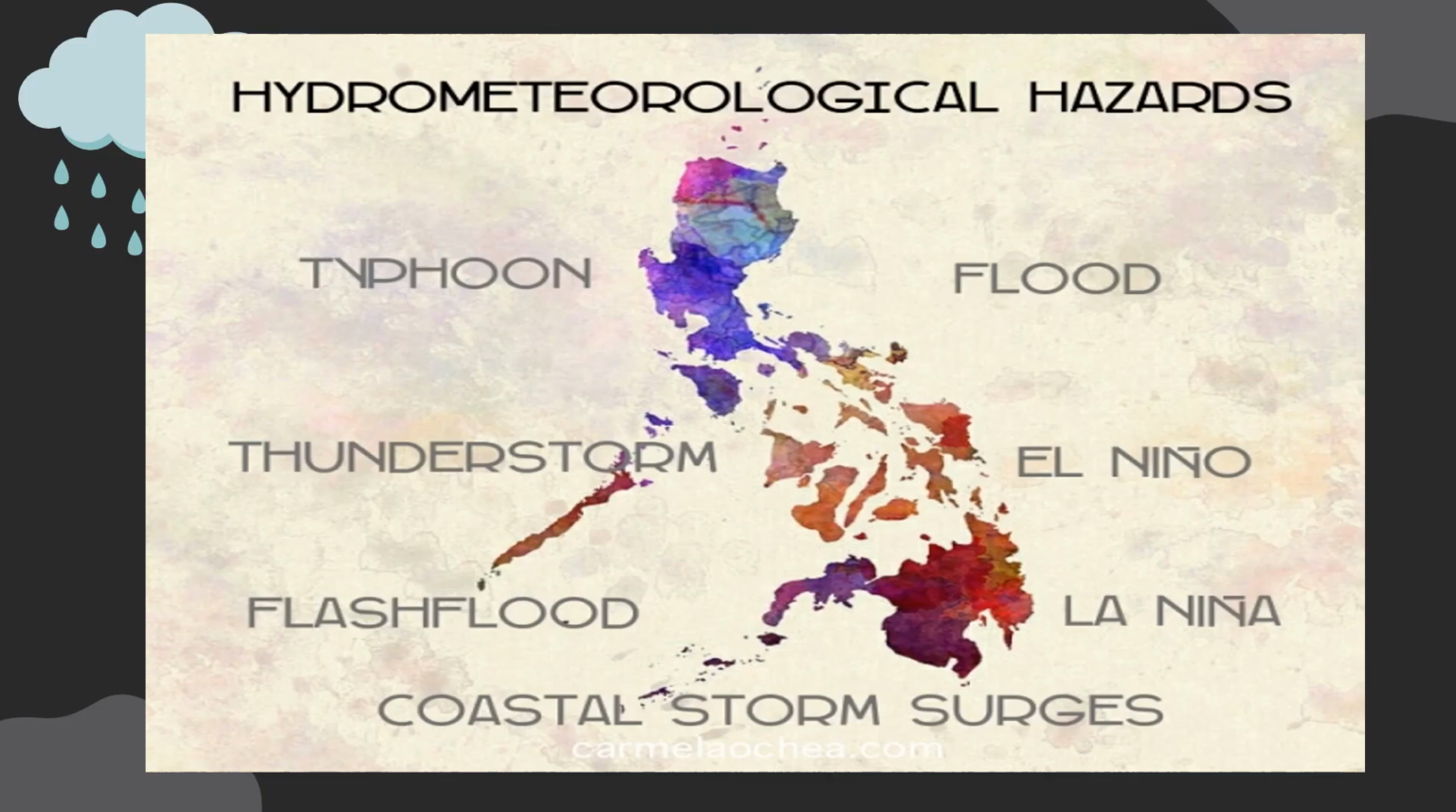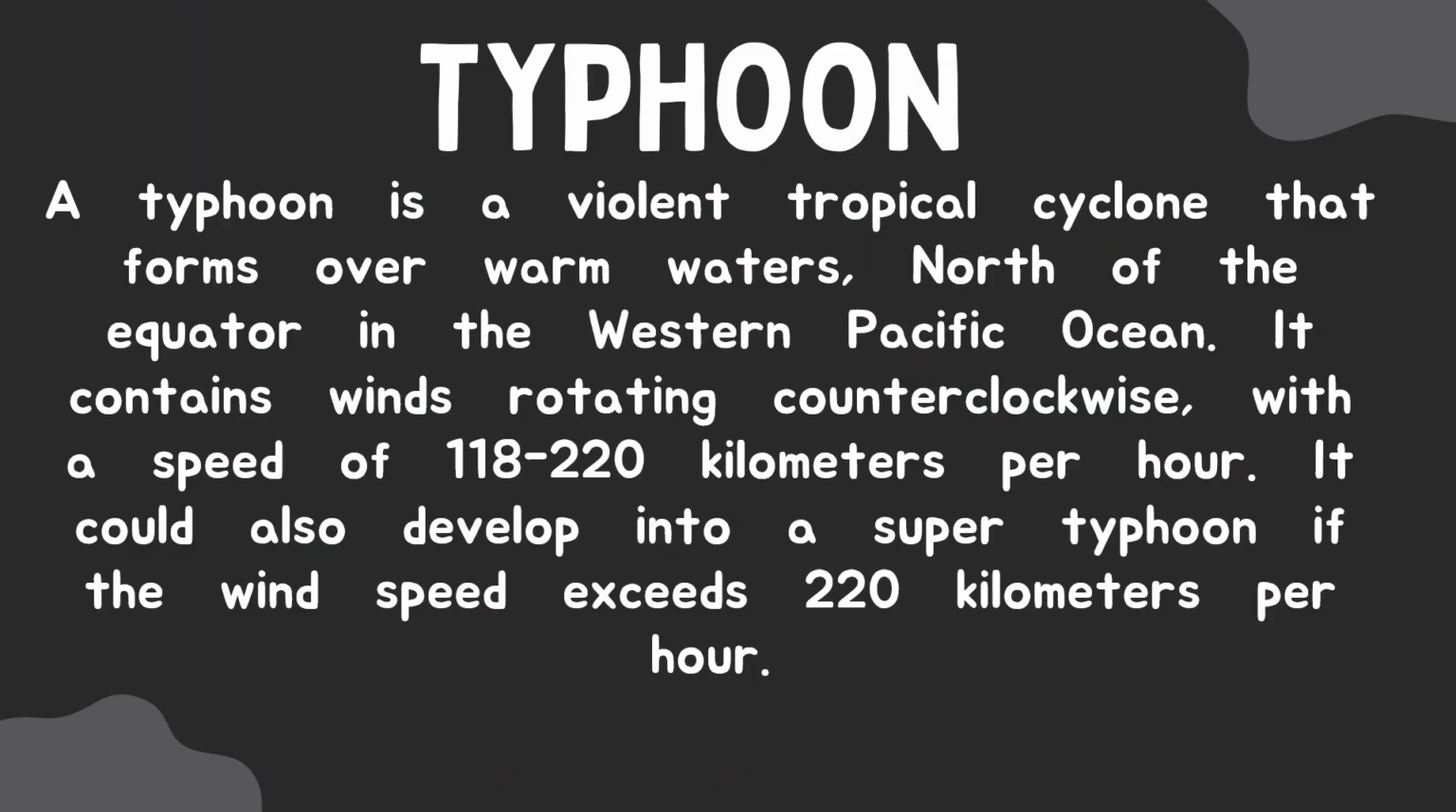Here in the Philippines, we are exposed to different hydrometeorological hazards. So when we say hydrometeorological hazard, this includes typhoon. Based on our record, we have been experiencing an average of 20 typhoons yearly. Now, aside from typhoon, we also experience thunderstorm, flash flood, flooding, coastal storm surges, and El Nino and La Nina. So let's first discuss the typhoon.